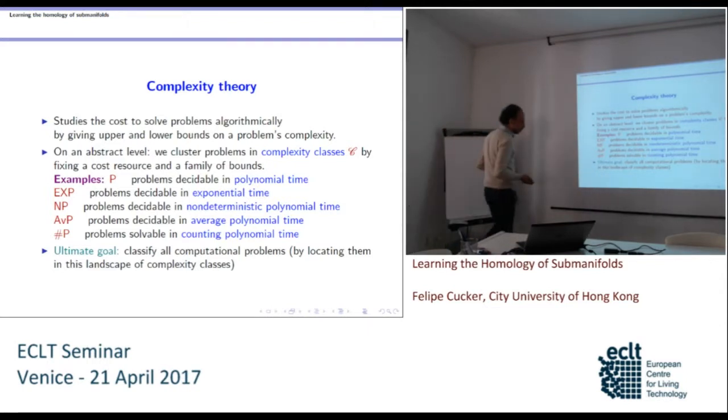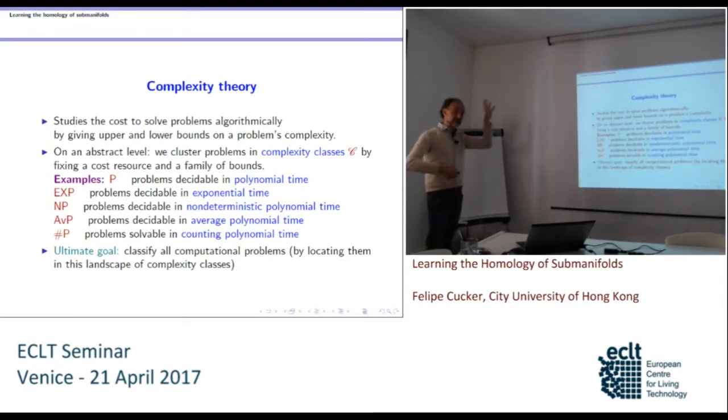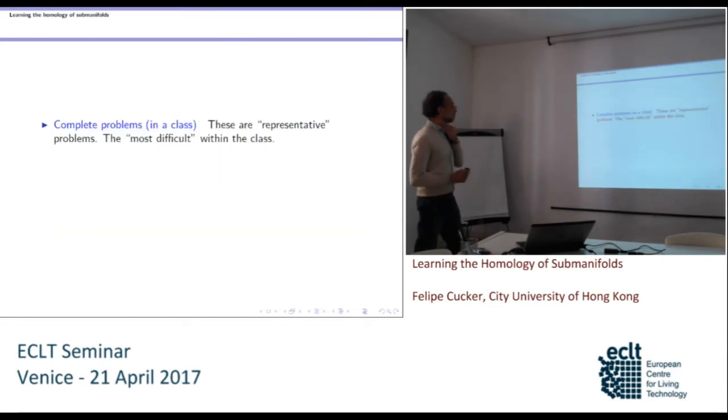The ultimate goal, but that's some sort of dream, is to classify all computational problems by locating them in this landscape of complexity classes. And this is not the landscape. This is just a few examples. There are some transparencies that you can look at on the web that have the landscape, and this is something completely huge. It's wild, the number of complexity classes that people doing these sort of things have been creating. Okay?